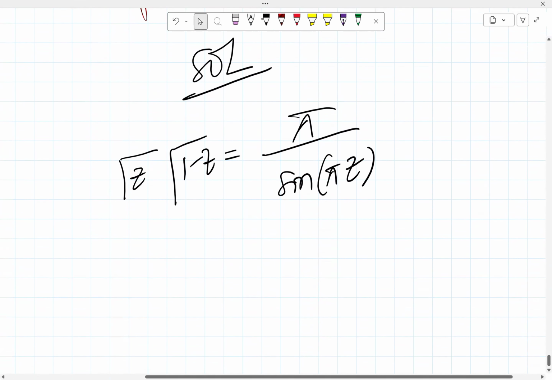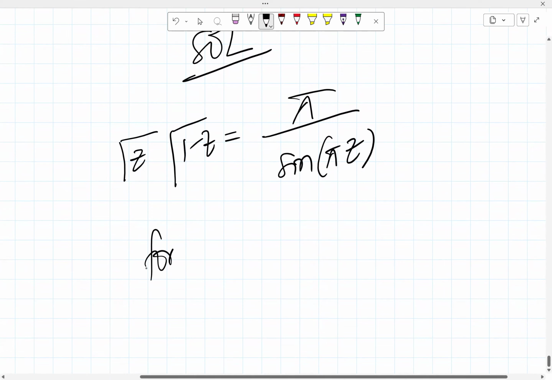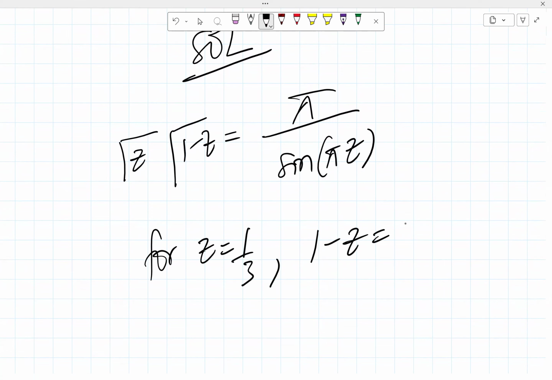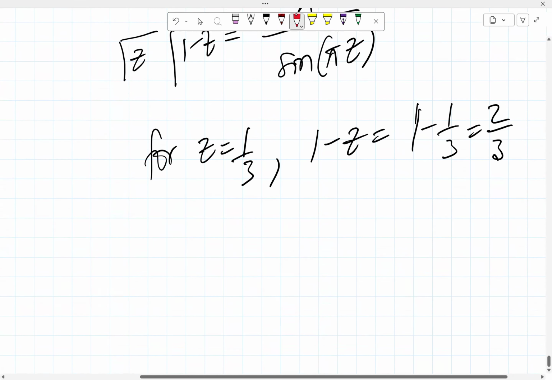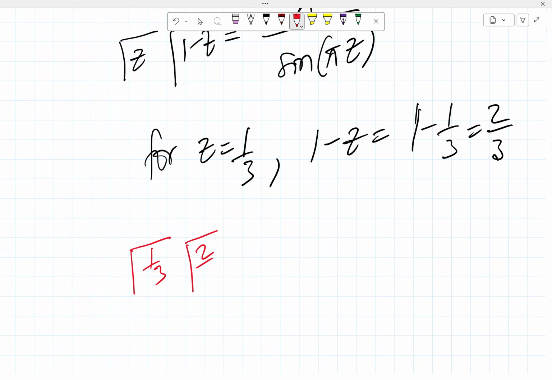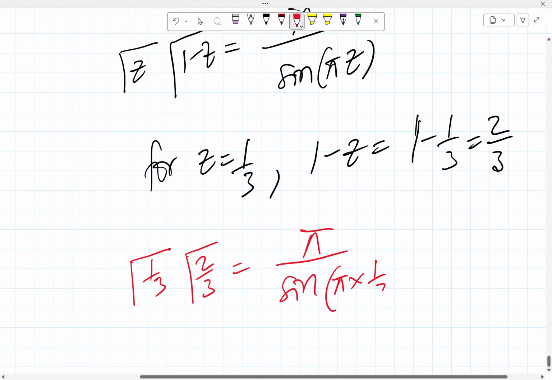Okay, so for z equals 1 over 3, we know that 1 minus z will be 1 minus 1 over 3, which is 2 over 3. So it means that z is simply 1 over 3 in this case. So if we substitute now, we then have gamma 1 over 3 times gamma 2 over 3 to be the same thing as pi over sine pi z. That's pi times 1 over 3. That's what will give us this, just like what we've seen here.